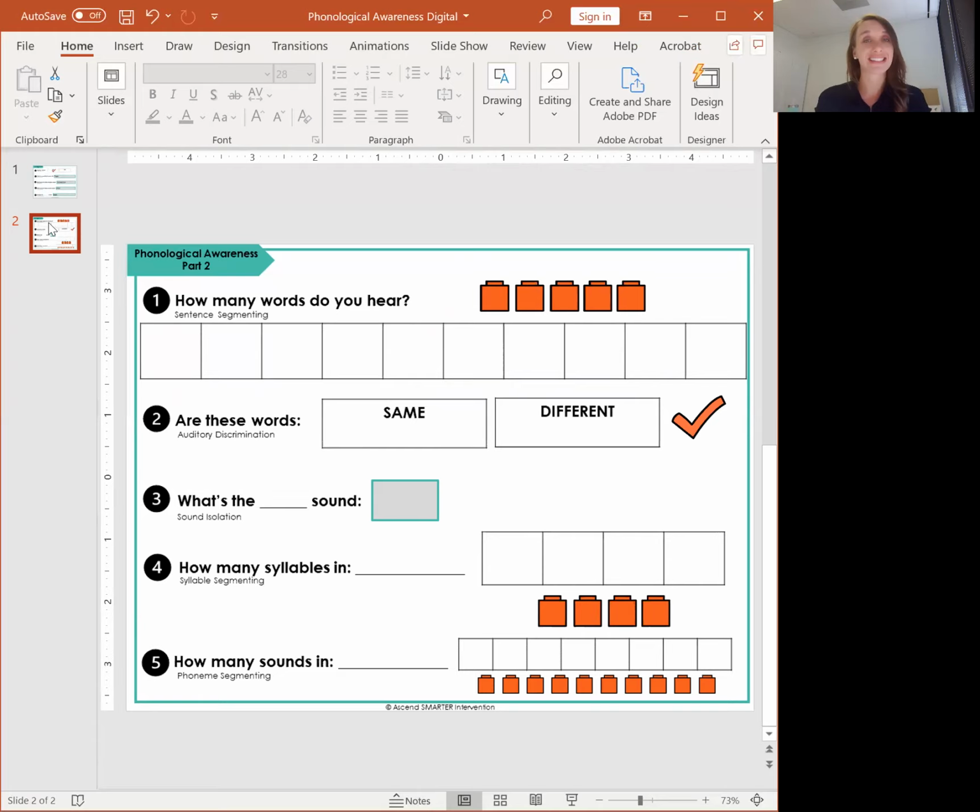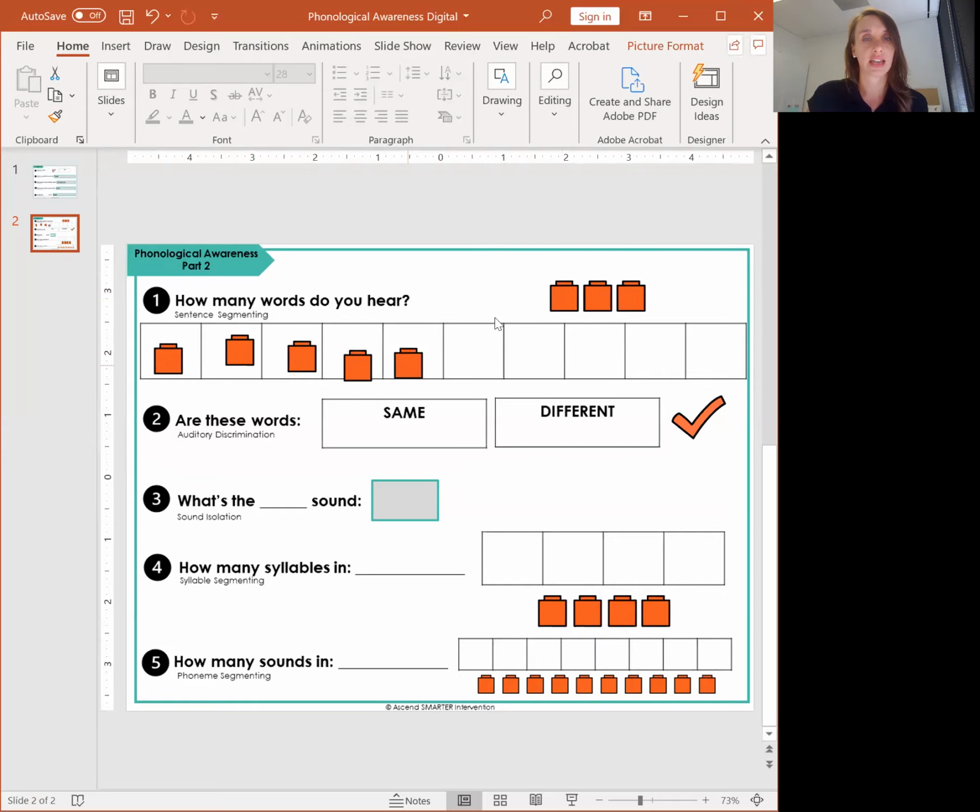So again, if we're looking at the CK lesson, we're going to start at the very basic level and work our way up for spelling practice. The first thing is, how many words do you hear in this sentence? The black truck was stuck in the rut. And what you want students to do is to be able to say, the black truck was stuck in the rut.